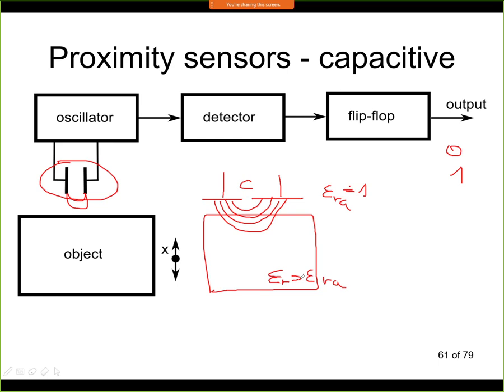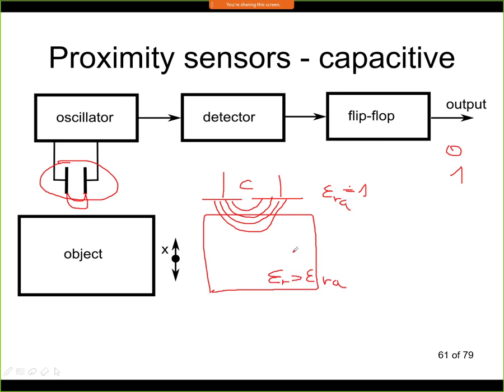So if my object that I'm detecting has similar permittivity to air, then it will not be detected by a capacitive sensor. An example, some plastic materials, for example polyethylene pellets, they have a permittivity very similar to air. So it's close to 1. It's not exactly 1, but it's quite close. And therefore those materials cannot be detected.